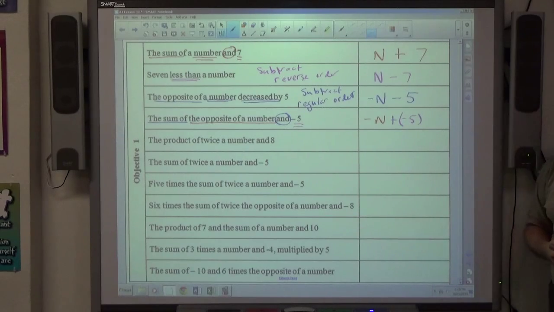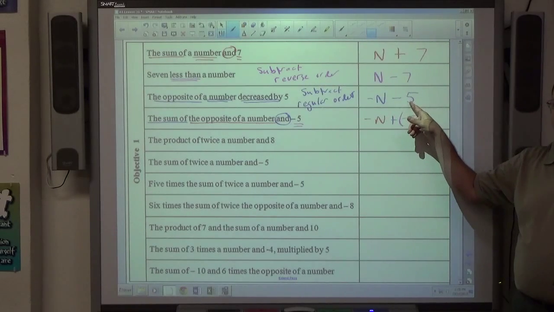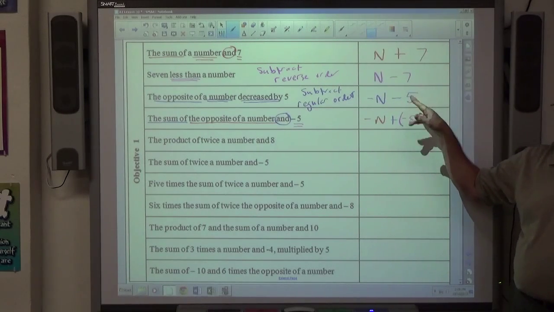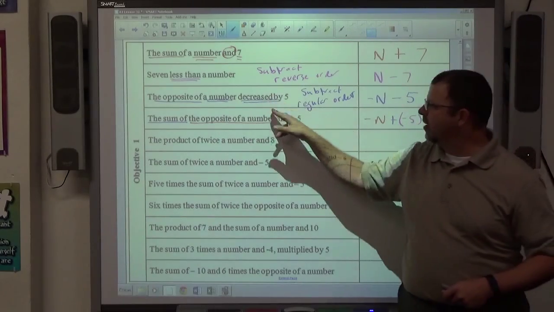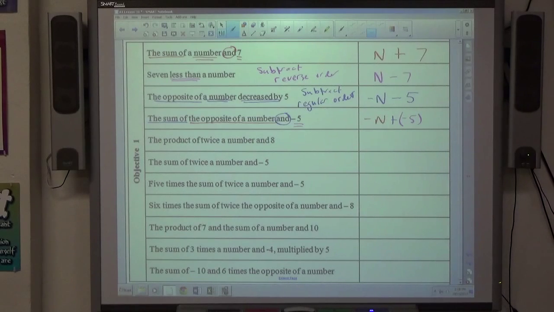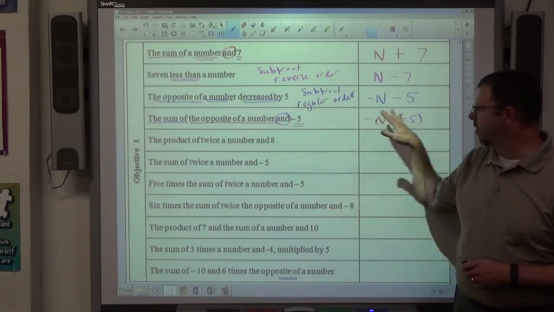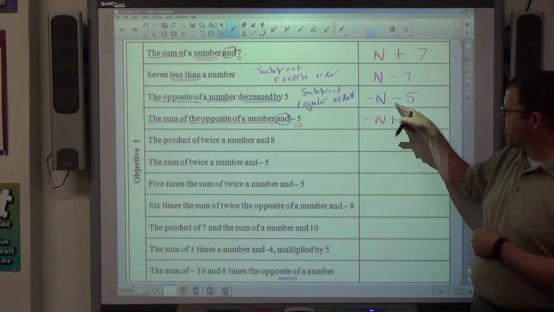Negative n plus negative 5. Does everybody see that negative n plus negative 5 is equivalent to negative n minus 5? Plus negative is the same as minus. These are exactly the same thing. There's two ways, using different words, to represent the exact same thing. If you do add a negative, you're welcome to write it as minus 5 instead of plus negative 5. That's fine. But again, direct translation of the words into an expression would be that. The simplified version would be what we have above it, negative n minus 5.